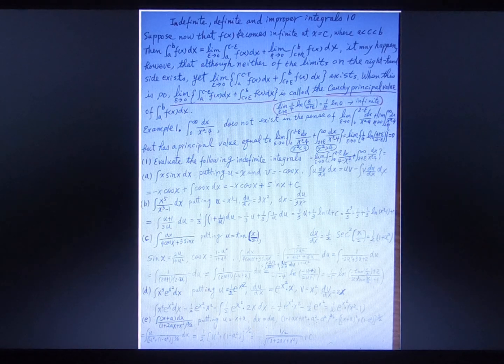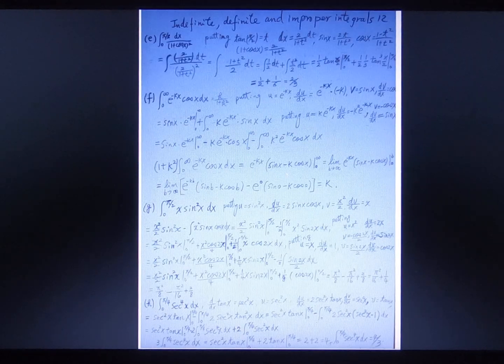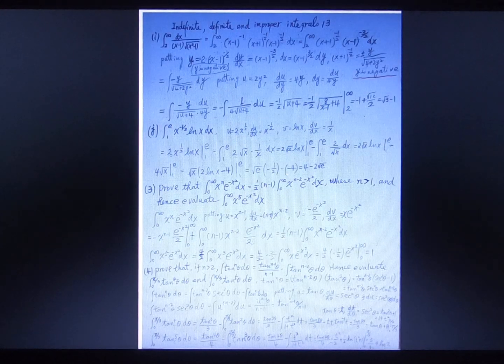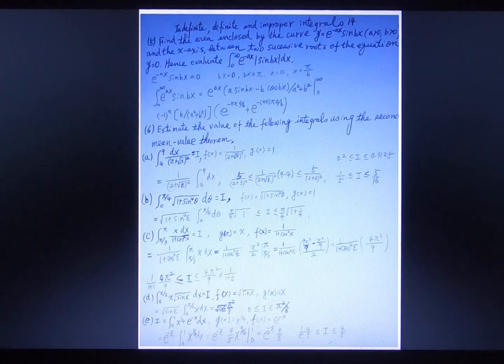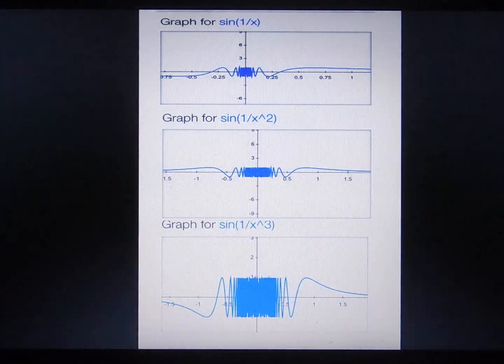Then these are more examples of integration, and these are more examples of integration. These are more integration examples, and these are more examples, and these are more examples. And this just shows you some graphs.